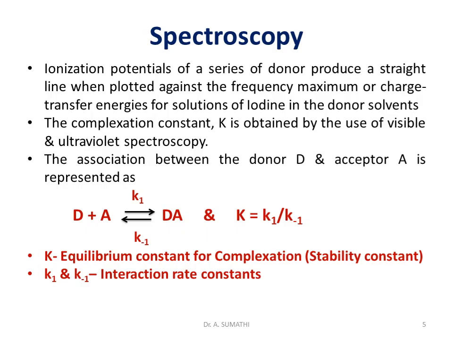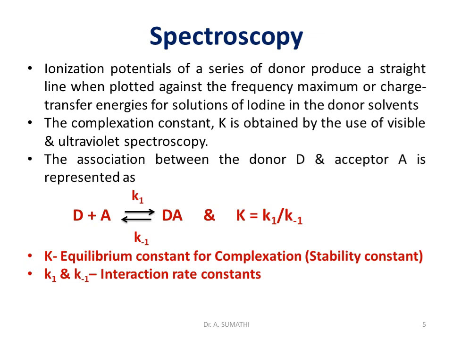And now the ionization potential produces a straight line when we plot a graph. The graph is plotted against the frequency maximum, or we can call it charge transfer energy. Charge transfer energy is how much charge is transferred during complex formation for the solution of iodine. Using that charge transfer energy, or ionization potential, we can construct a graph, and it is supposed to produce a straight line.